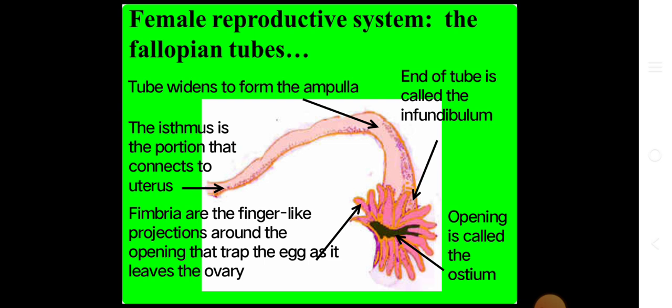The fallopian tubes. In the structure of the fallopian tubes, the tube widens to form an ampulla. We could see the end of the tube is called the infundibulum. The tip of the infundibulum could be seen opening; that is called the ostium. The fimbriae are the finger-like projections around the opening that trap the egg as it leaves the ovary, and the isthmus is the portion that connects to the uterus.